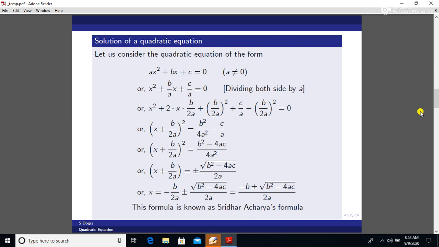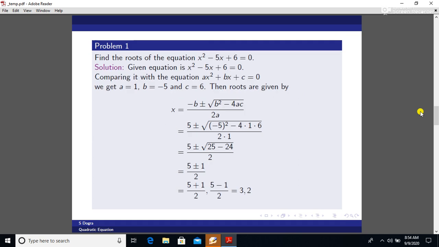It can be written as x plus b by 2a equal to plus minus root over b square minus 4ac by twice a, that is x equal to minus b by 2a plus minus root over b square minus 4ac by twice a, that is x equal to minus b plus minus root over b square minus 4ac by twice a. This formula is known as Sridhar-Acharya formula.